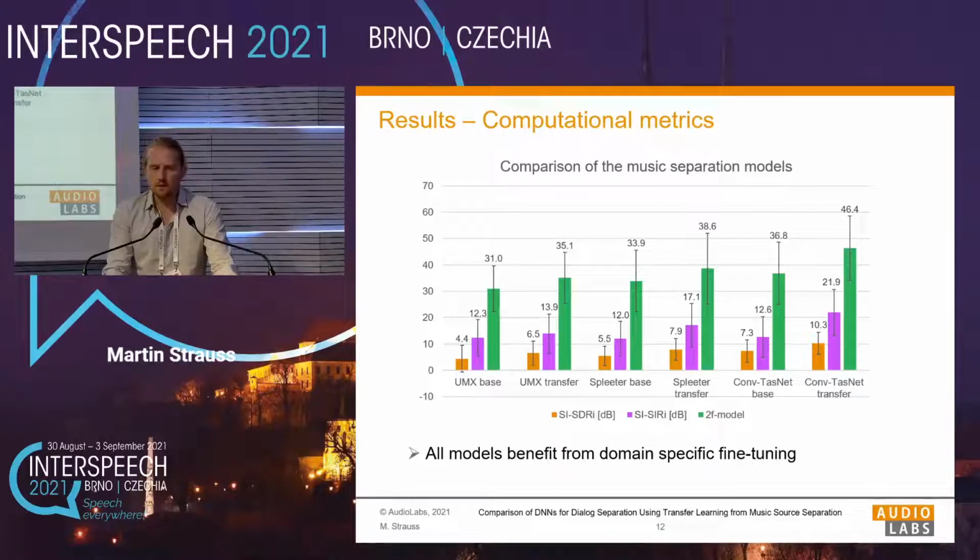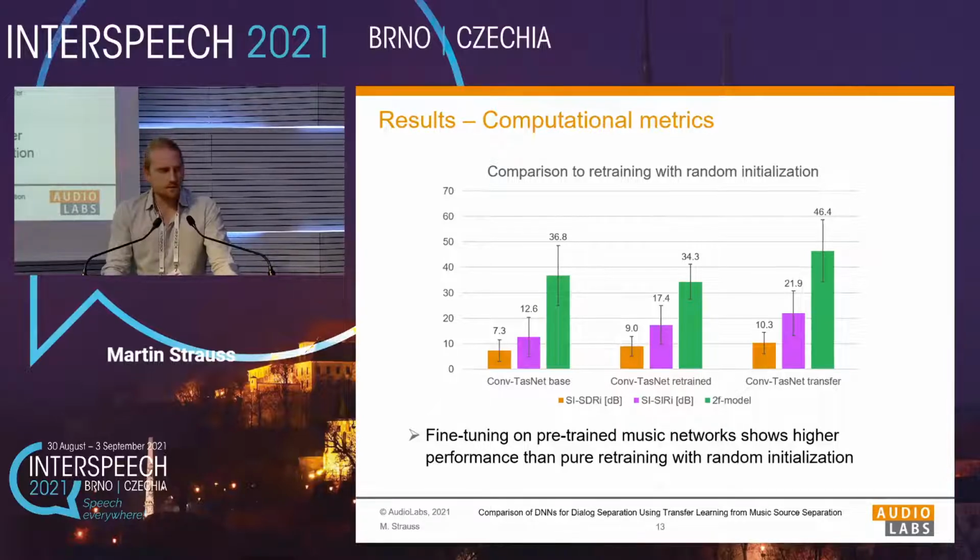Especially for Open-Unmix, we assume that this might also be due to the fact that it was pre-trained on much less initial training data for music source separation. These results are further emphasized if we take a look at the ones that were retrained with random initialization. In the middle here, we see Conv-TasNet retrained completely from scratch. And maybe not so surprisingly, if it was initially targeted at dialog separation, we can outperform the ones based on music. However, looking at the results of the transfer learning version, we see also that the transfer version outperforms the ones that were only trained on broadcast material. The results here are only shown for Conv-TasNet, however, the same was observed for Spleeter and Open-Unmix.